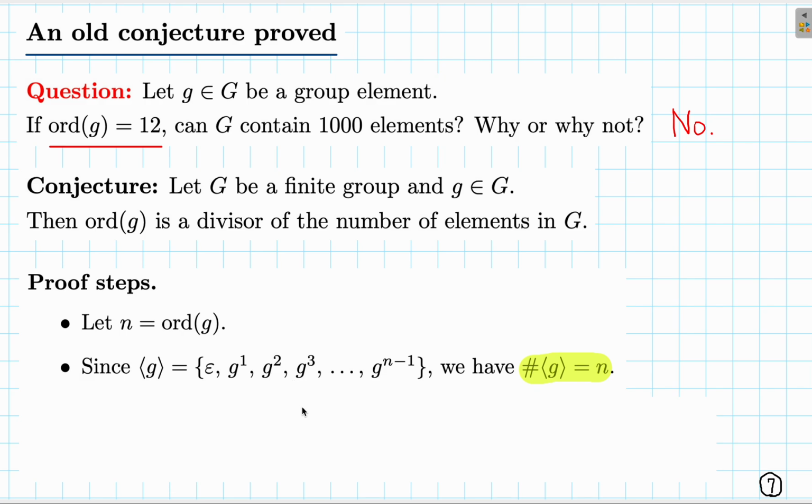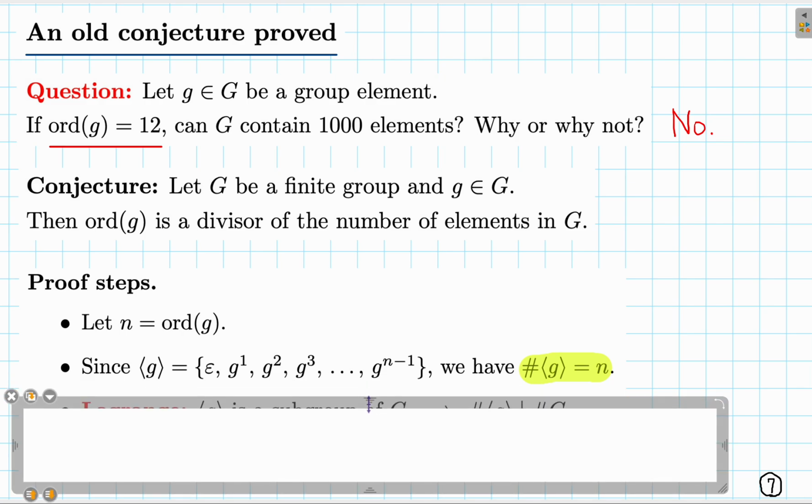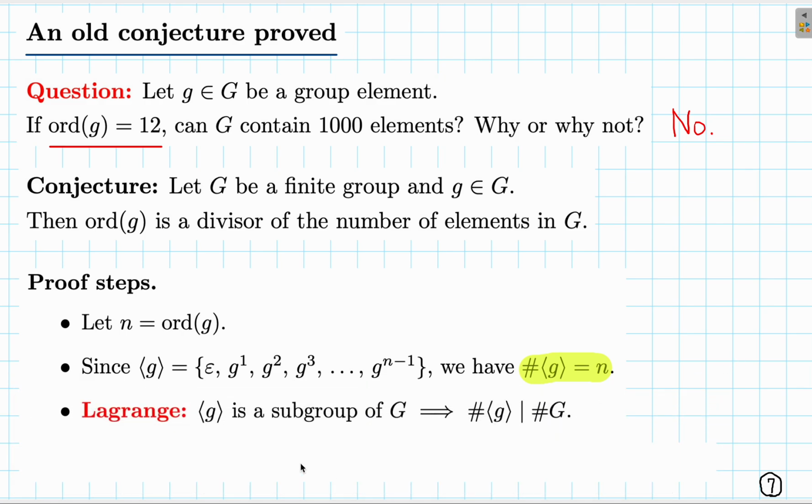Now, Lagrange's theorem says that since the cyclic subgroup generated by g is a subgroup of our original group G, then the number of elements in this cyclic subgroup must be a divisor of the number of elements in our whole group. But this is n, which is the order of little g. And therefore we can say that n is a divisor of the number of elements in the group. And that's the proof outline of the conjecture.